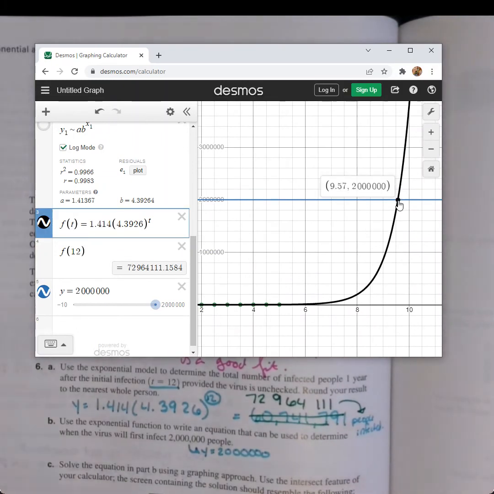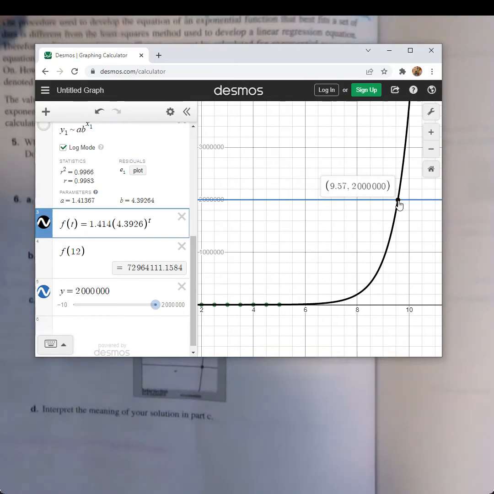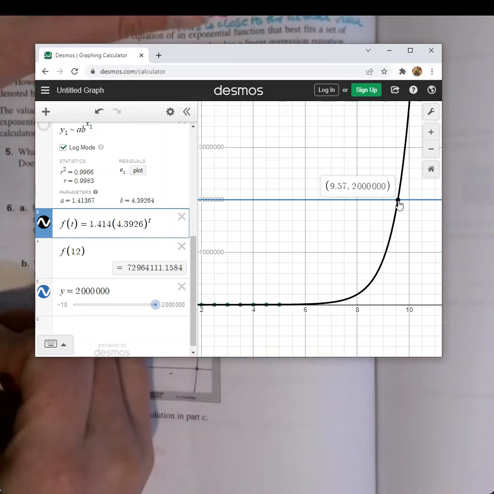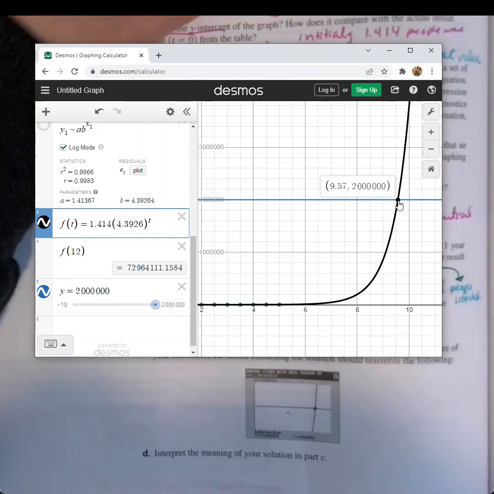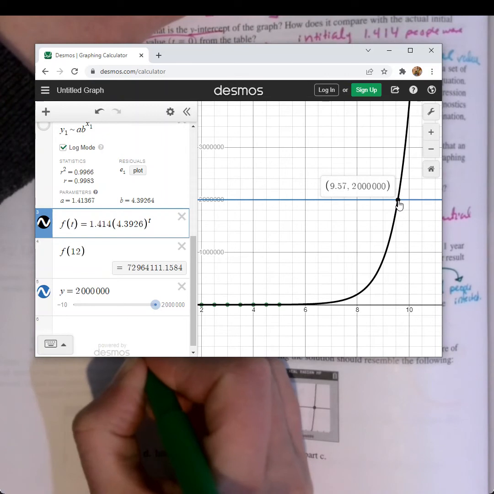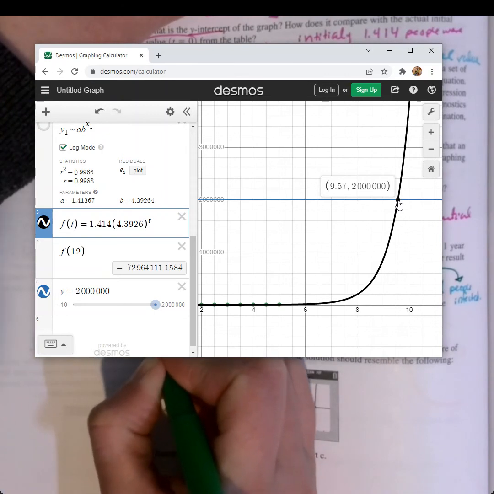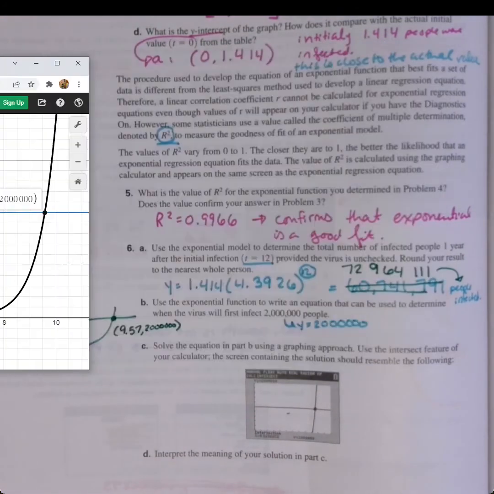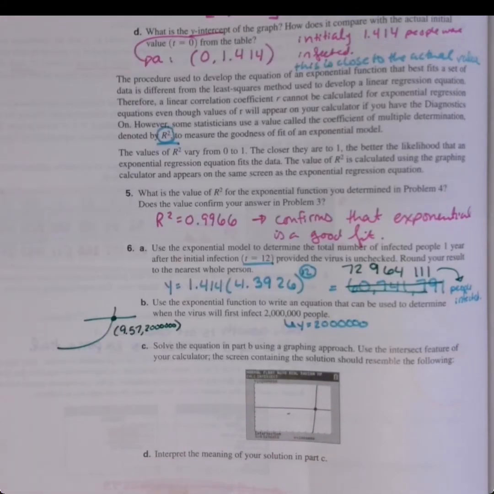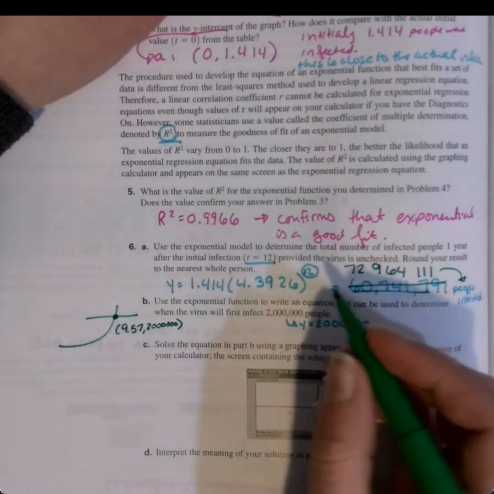So our prediction for 2 million is that ordered pair right here at 9.57. And so our prediction is that it will take 9.5, or 9.57, months for 2 million people to be infected.